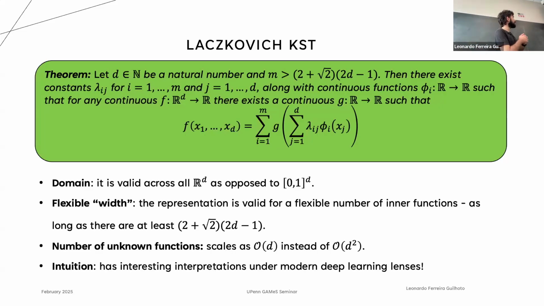To summarize, the domain is now valid across all of R^d as opposed to just the unit cube. It has this flexible width representation. The original theorem explicitly set it to 2D over here, but in this case it's valid for any integer as long as m is this big. The number of unknown functions in this formula scales as O of D as opposed to O of D squared, and I'll talk about it later. There are some interesting interpretations of this formula using some modern deep learning lenses.